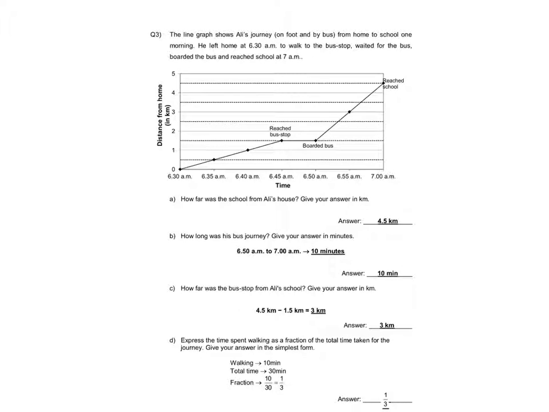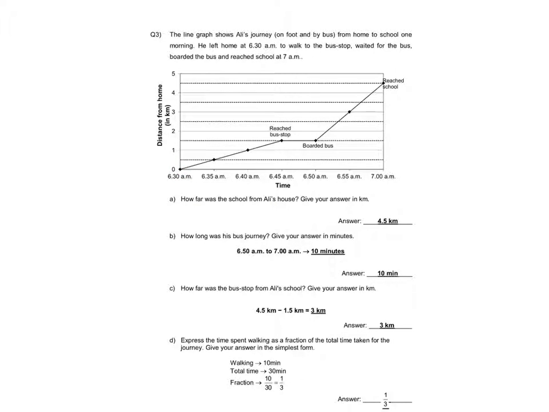Let's take a look at him. This question tells you Ali's journey from home to school. There's a part that he walked and there's a part that he took a bus. He left his home at 6:30, then he walked to the bus stop, he waited for the bus, and then he boarded the bus. So this part here is actually walking. This part here is walking.